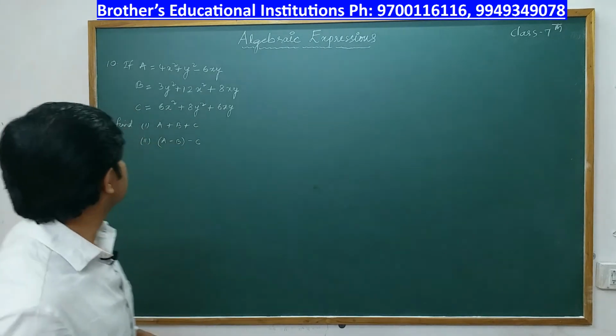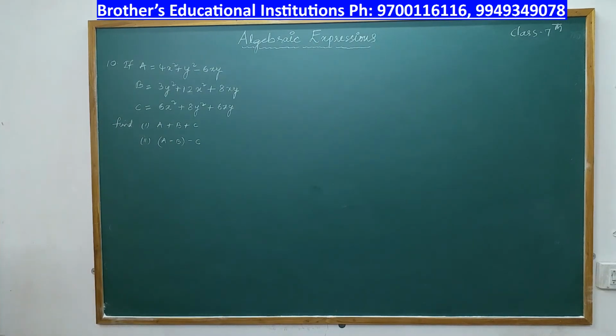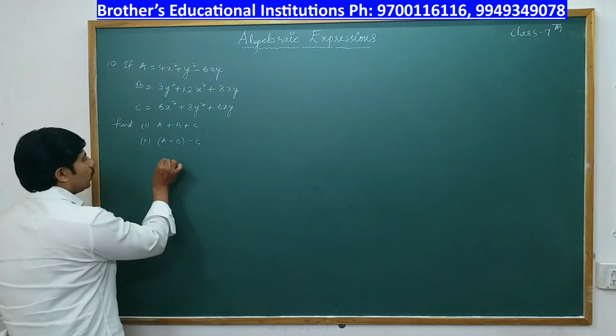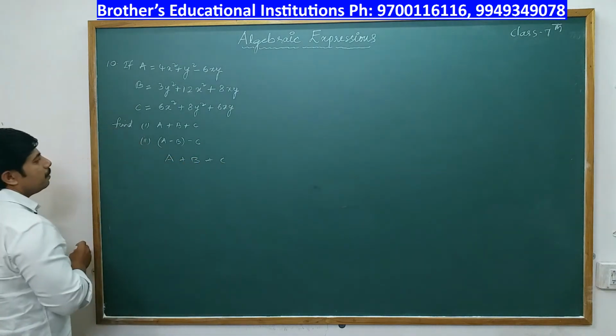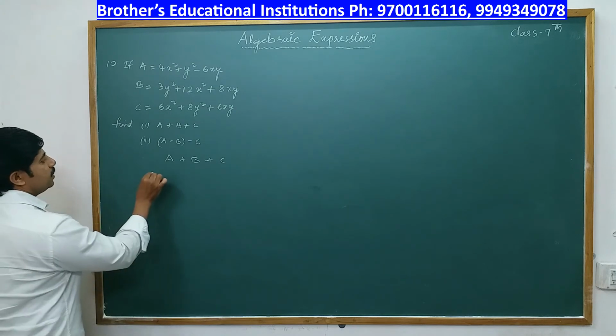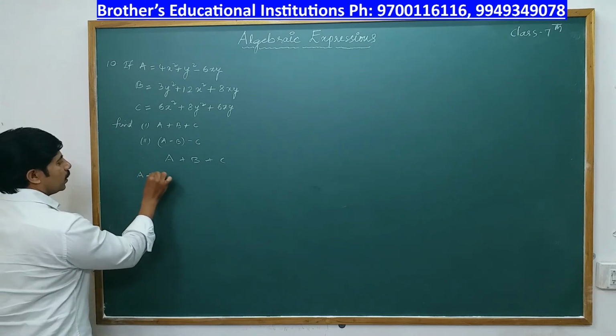Next problem. Here three expressions are given to us and they are represented with a, b and c. So in the first bit we have to find out a plus b plus c, right? First we'll add a and b. So what is a plus b? First we do a plus b.